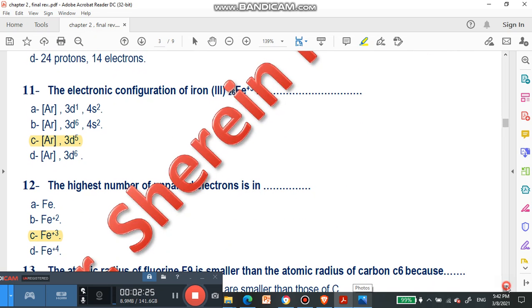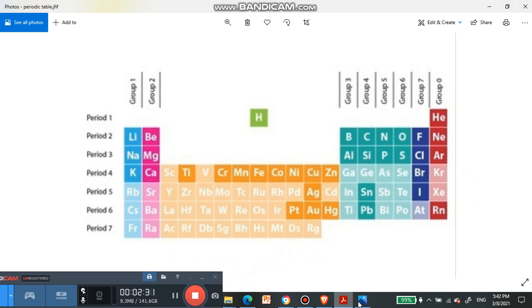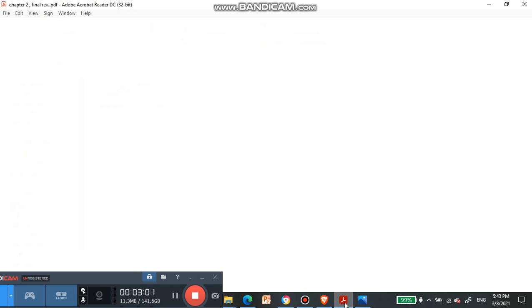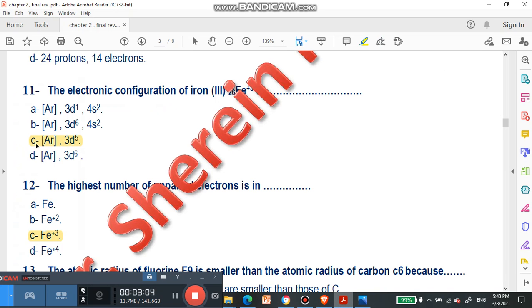The electronic configuration of iron 3. Iron 3, we have its atomic number 26. Okay, let's go to our table. Okay, we have here iron. We have argon 18. Then we complete with starting period 4. We have 4s2, and 3d what? 6 orbitals, 6 electrons. Okay, here the iron will be argon, and the last one will be 3d6.